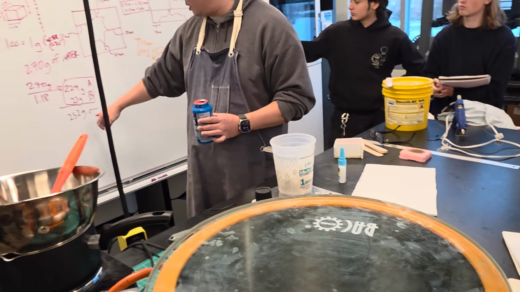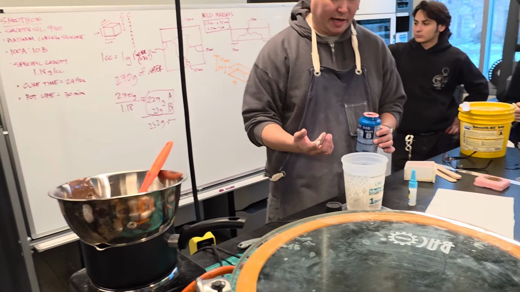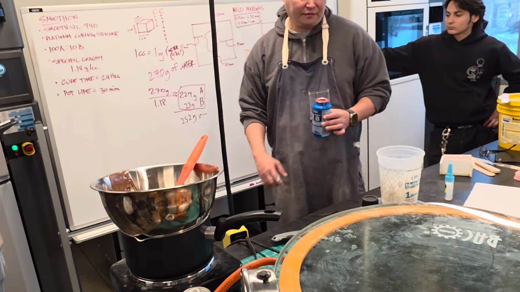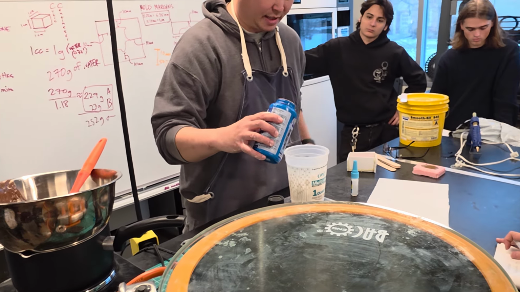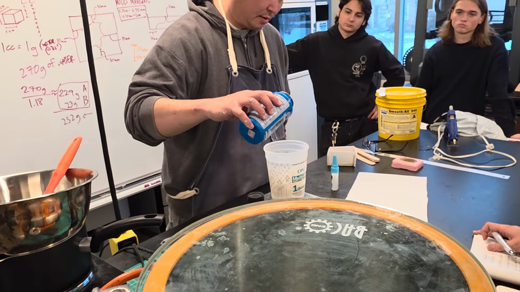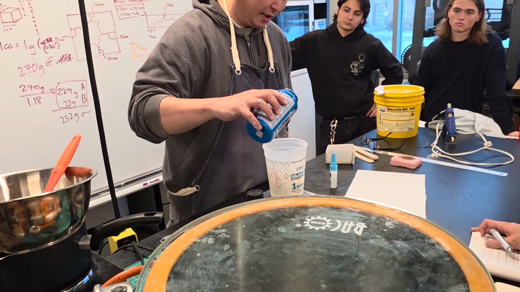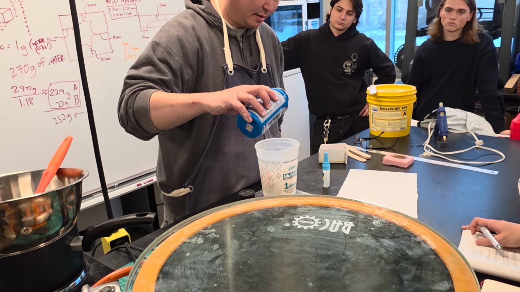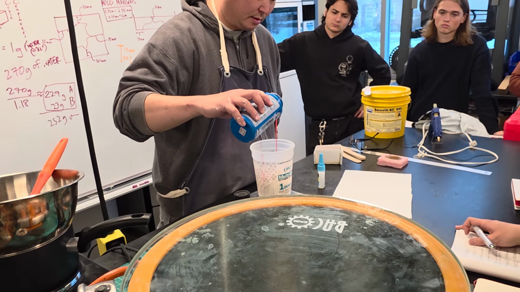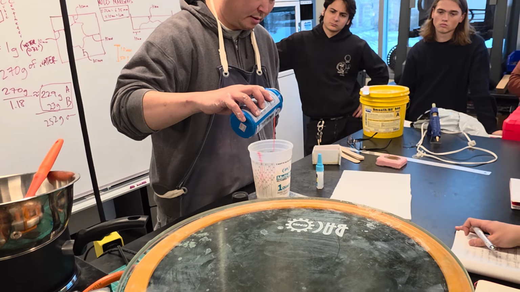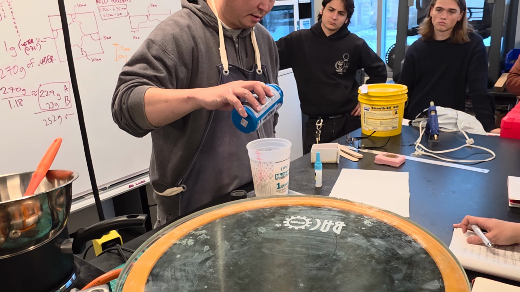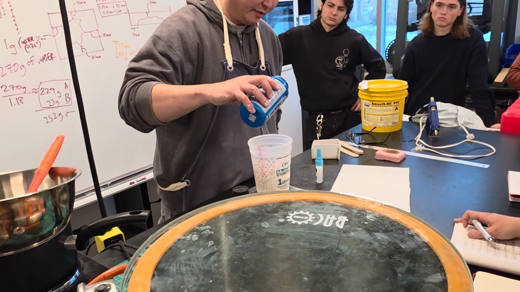So I need to go to 252. I need 23 grams, but I know I just need to go to 252, so I'm just going to watch the scale as I pour. You can see how runny this is. Yeah, there's not much you can do with that.